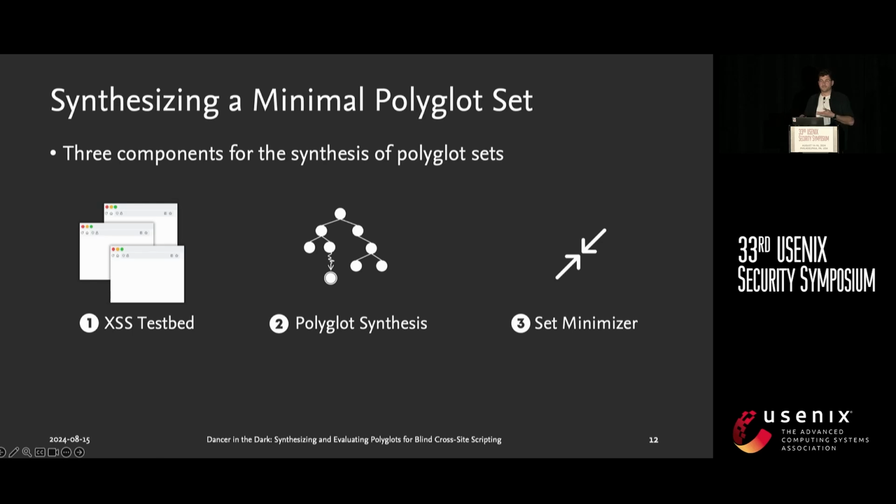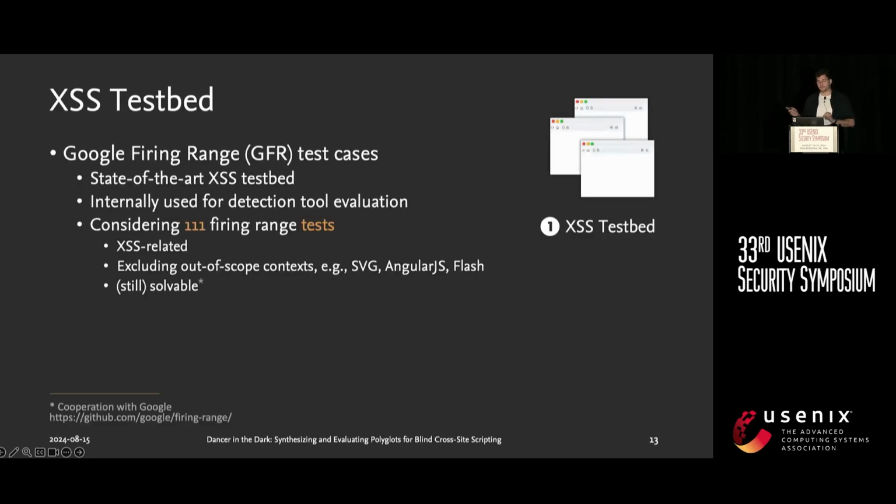Second, we need some form of polyglot synthesis, which puts out some polyglots, and you can see if these solve the testbed. And then you can apply just simple set minimization to find a minimal set of polyglots that solves this testbed. The first two are the most interesting ones, so let's look into them in more detail.